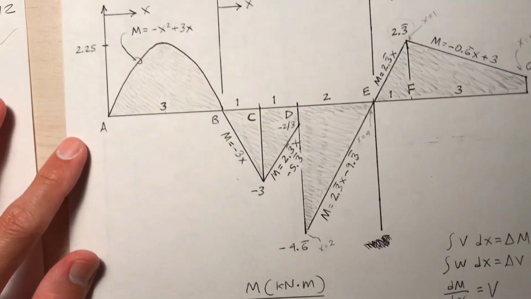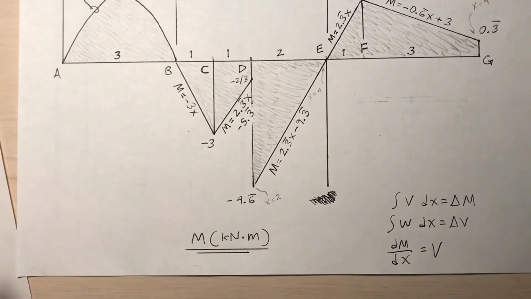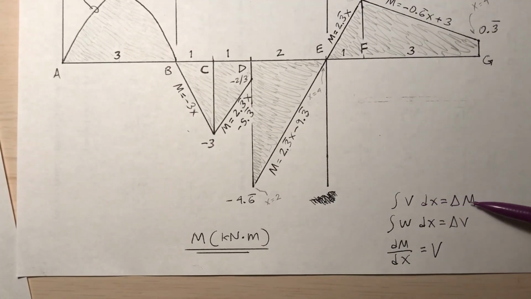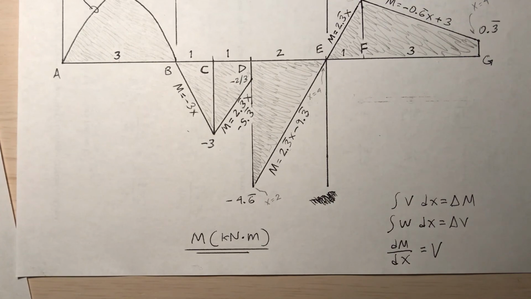Okay, so what did I just tell you? The slope of moment is equal to shear. And while I'm at it, what else do I have here? The integral of shear is equal to the change in moment. The area under the shear curve is equal to the change in the moment.